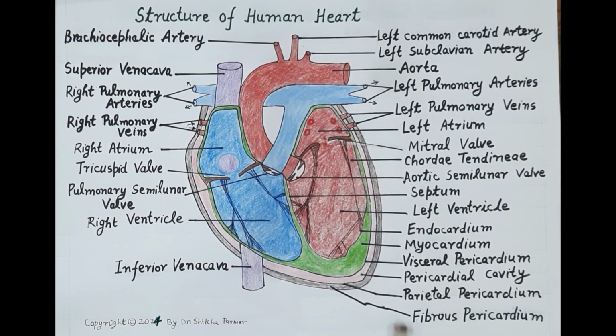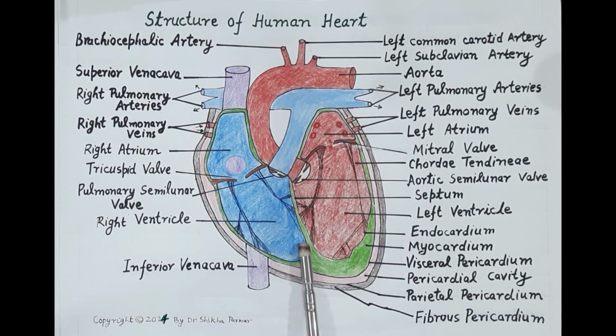So this is the structure of the wall of the heart that is composed of 3 layers of tissues: the innermost endocardium, then the middle one, the myocardium, made up of cardiac muscles, and the outermost pericardium. In between the visceral and parietal pericardium, there is a pericardial cavity filled with pericardial fluid, and the outermost highly protective tissue layer is the fibrous pericardium.